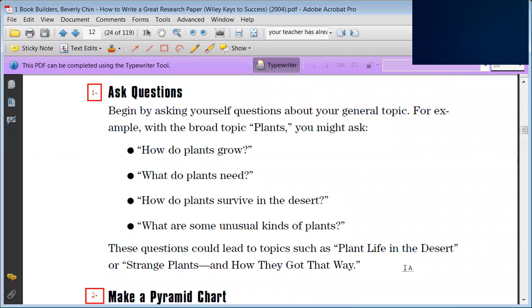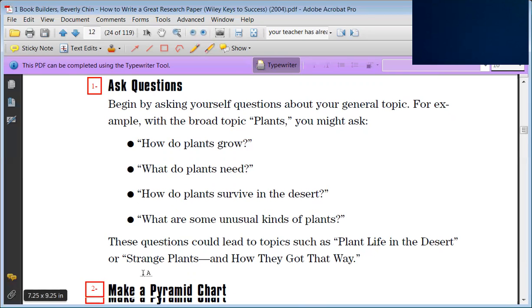What are some unusual kinds of plants? So these are the questions that will help us to trim down or narrow down the topic, which is a broad one. These questions could lead to topics such as plant life in the desert. Through these questions we may arrive at a topic similar to our main topic, plants, but here it is a narrowed one, a suitable topic, suitable in size for writing. We can write about it and cover it in one paper, meaning a research paper and not one sheet. Okay.